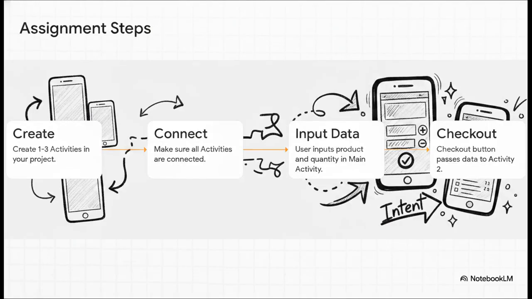So here is your week 3 assignment. You're going to build a functional app with 1 to 3 connected activities. In the main activity, you'll set up some input fields where a user can type in a product they want to buy and the quantity. Then you'll wire up a checkout button. When they click that, the button needs to fire off an intent to navigate to the second activity and actually display those exact purchase details.